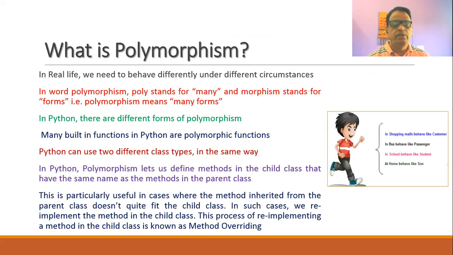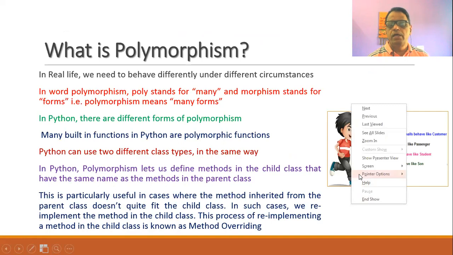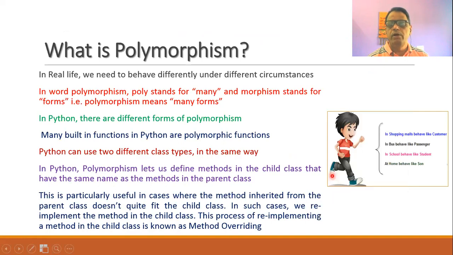So let us start the session with the question: what do we mean by polymorphism in the Python programming language? Friends, one can easily observe that whenever you go to a shopping mall to purchase certain things, you behave like a customer. Whenever you are in a bus or train, you behave like a passenger. Whenever you go to your school or college, you behave like a student. And whenever you are at home, you behave like a son.